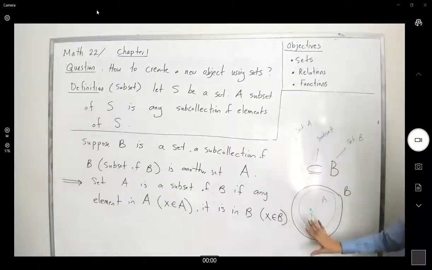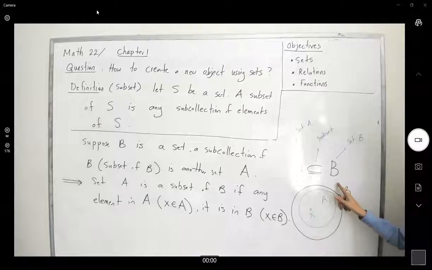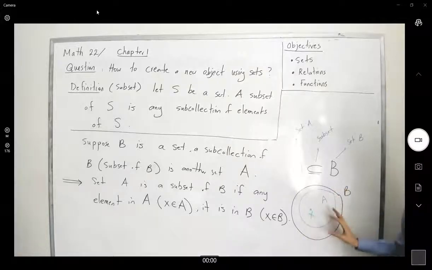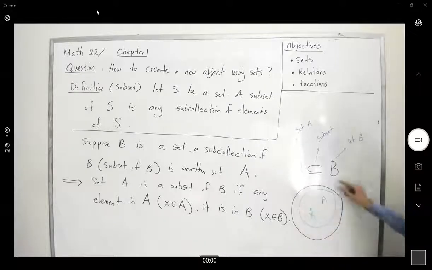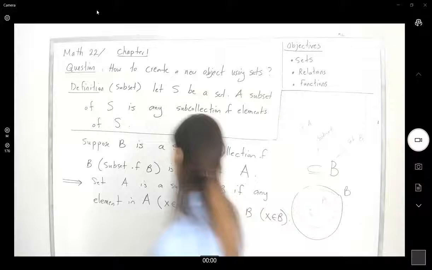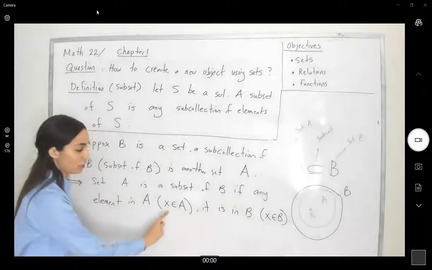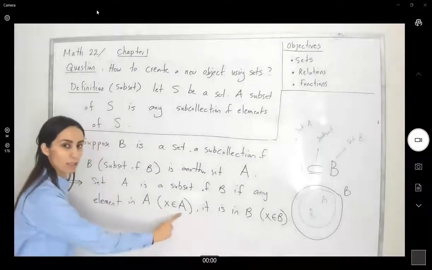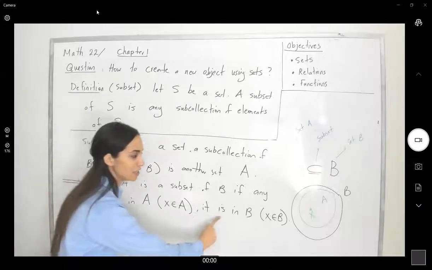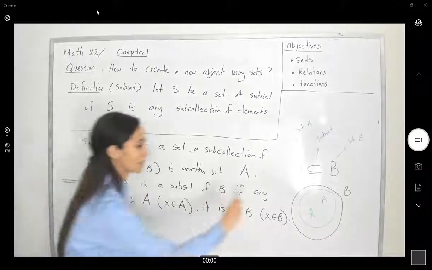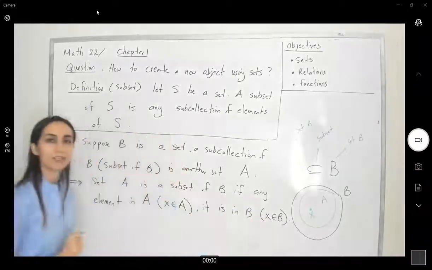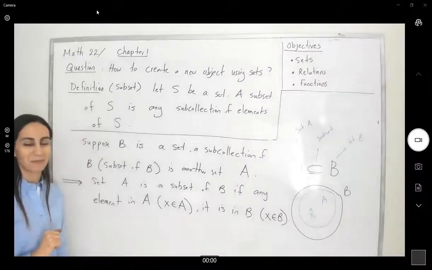When visualizing a subset and a bigger set, it's easy to see that if we take any random element in the smaller set, that element for sure belongs to the bigger set. So if we take a random element like x in the smaller set, it is in the bigger set. That element belongs to the bigger set.